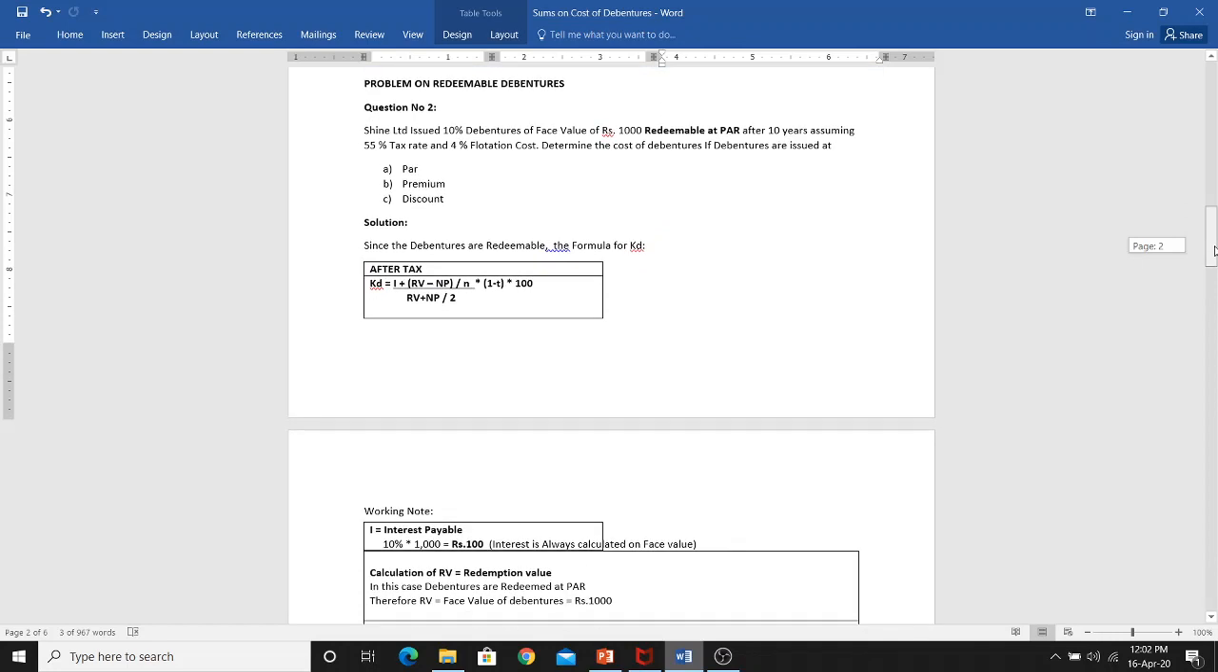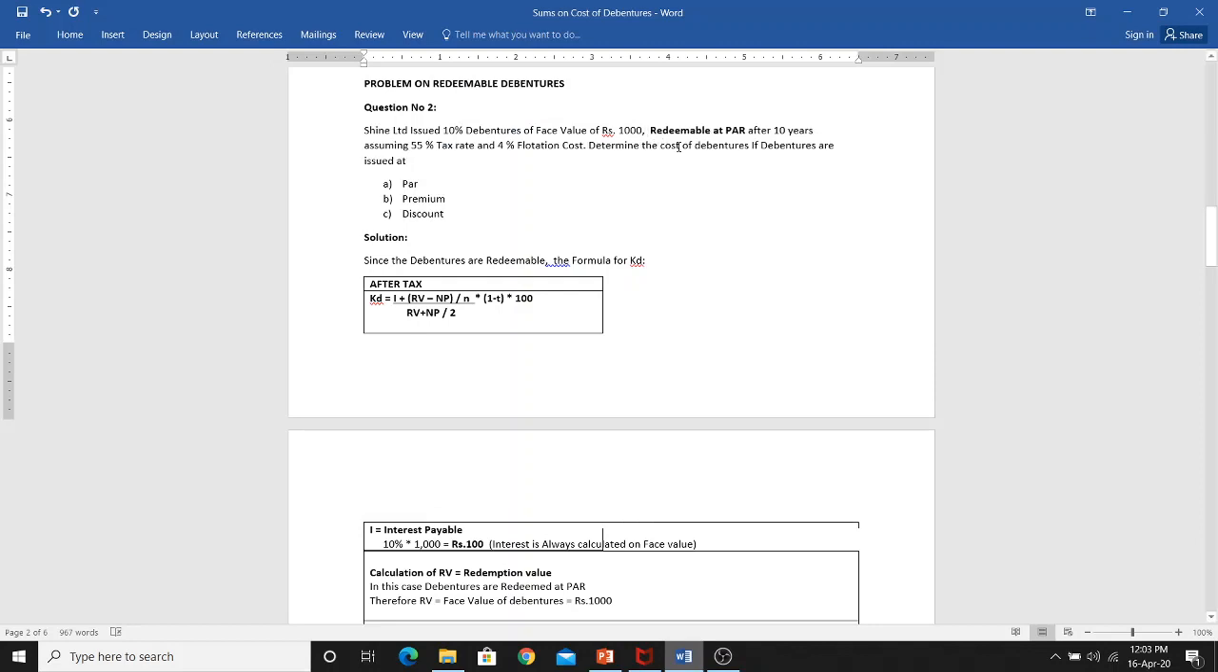The second problem is Shine Limited issued 10% debentures. When the percentage is prefixed to the word debentures, it means this percentage is the rate of interest. Always remember this. Of face value of 1000, that is redeemable at par after 10 years. When redeemable, it means there is repayment happening, and after 10 years means 10 is n. N is nothing but the number of years after which the repayment is going to happen. Assuming 55% tax rate and 4% flotation cost.